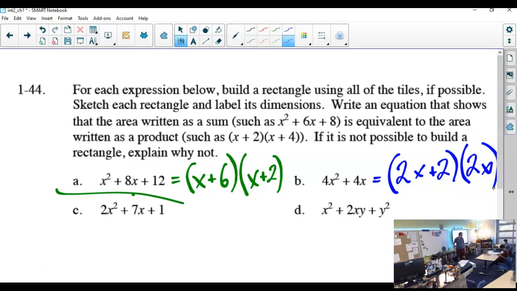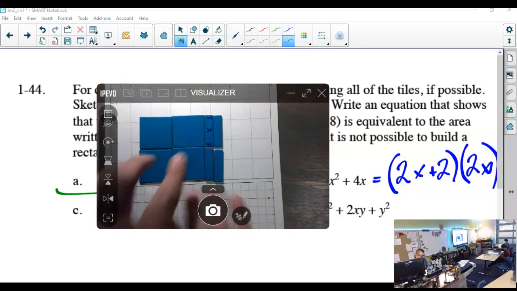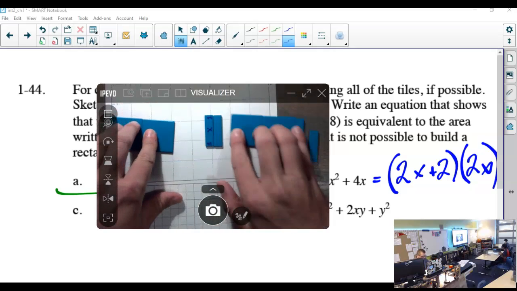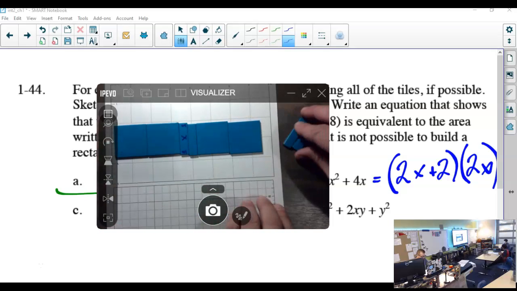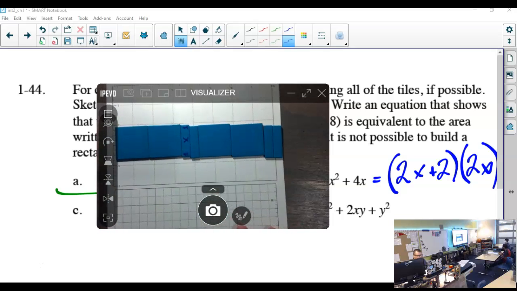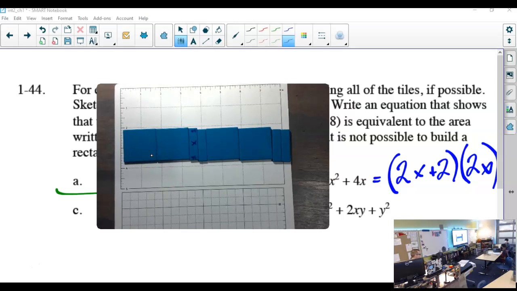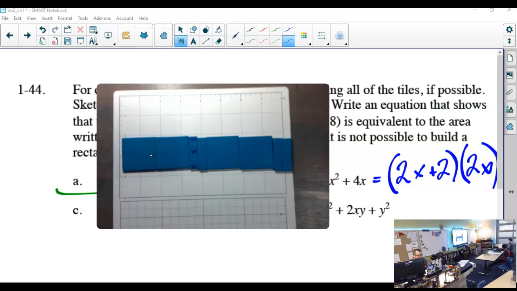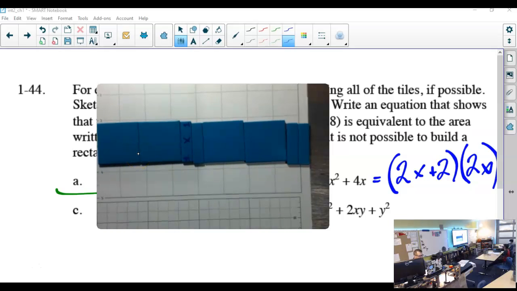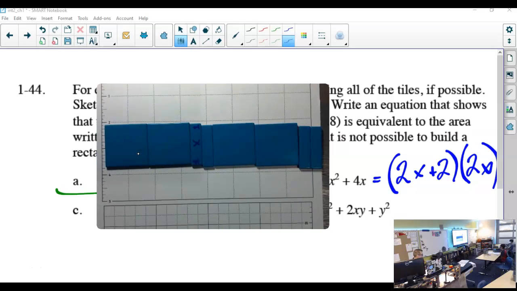But I think I can spot another arrangement. What if... Yeah, I know, because I just walked past and saw yours and stole your idea. What if I do this? Is it the same tiles? Is it the same area? Is it the same dimensions? No. What are our dimensions now?